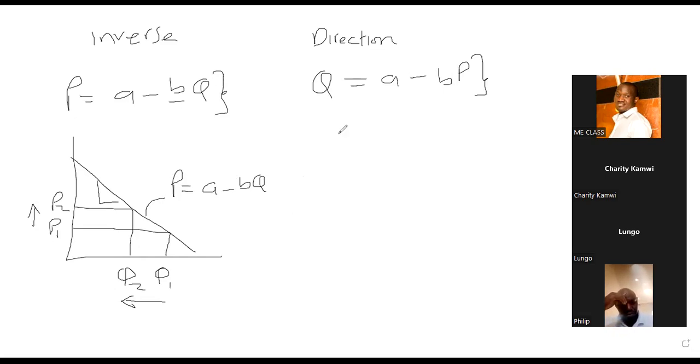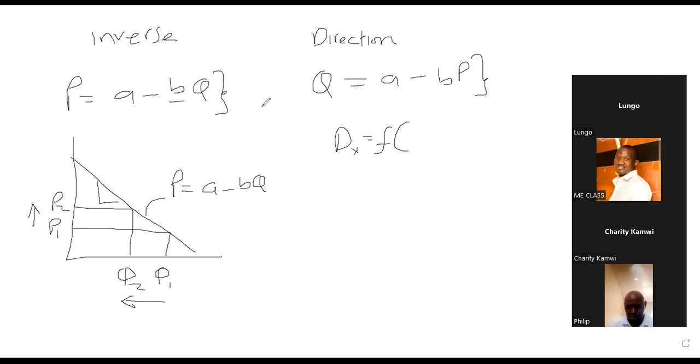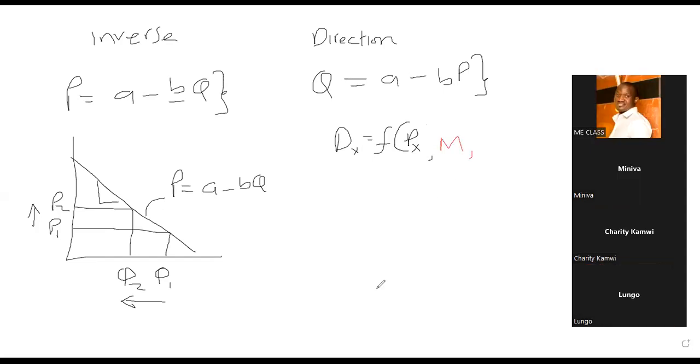Quick, can you remember, can you give me any five determinants of demand? Number one, what are the factors that affect demand? Chanda, Charity, Lungo, and Miniver. What are the factors that affect demand? Yes? Income. Income. Price. Price. Anyone else? Income. You said income, yes? The price of the substitute good, yes. Anyone else? Any other? Miniver? Determinant of demand?